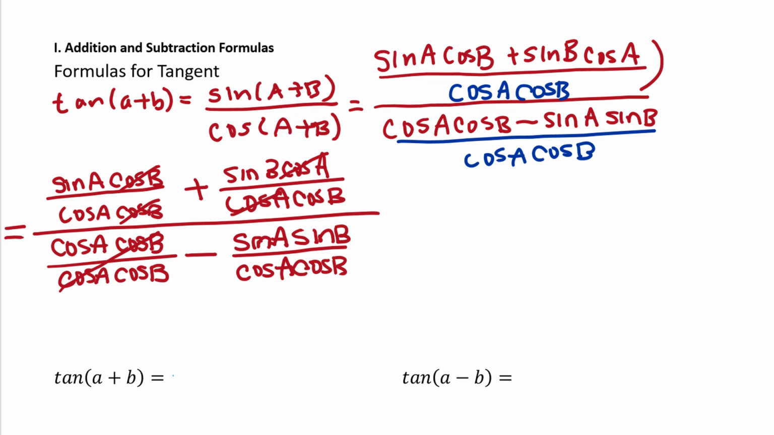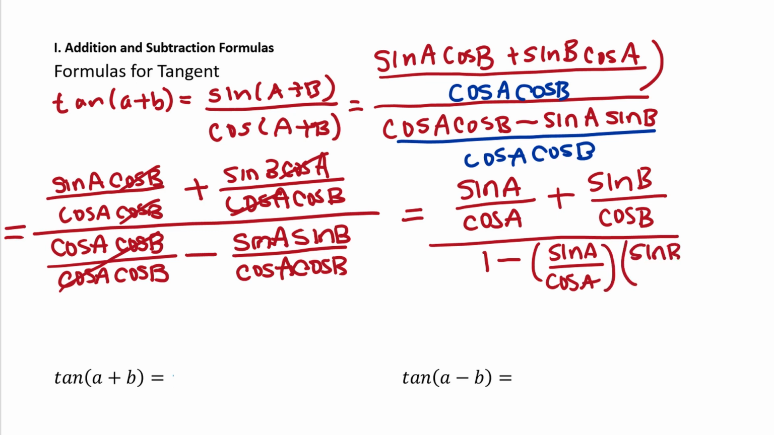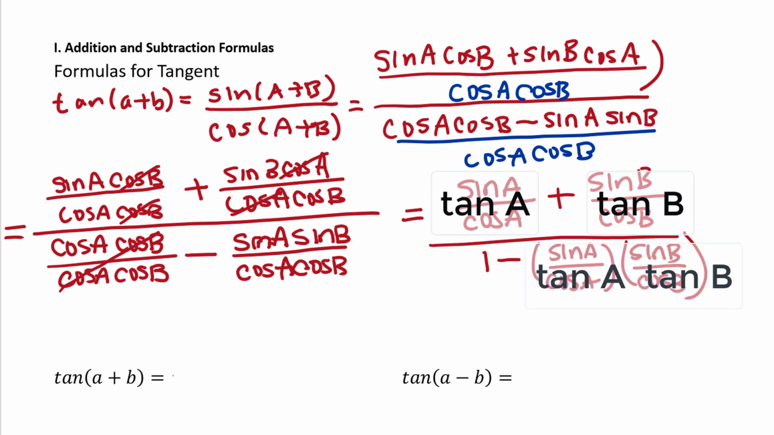And then let's expand this just a little bit more. So for the numerator, I've got sine A over cosine A, plus sine B over cosine B. And in the denominator, I will have 1 minus, and just so that it's clearly seen, we're going to have sine A over cosine A times sine B over cosine B. And sine A over cosine A is tangent A. Sine B over cosine B is tangent B. Then we have 1 minus sine A over cosine A is tangent A times sine B over cosine B is tangent B. That is the addition formula for tan of A plus B.